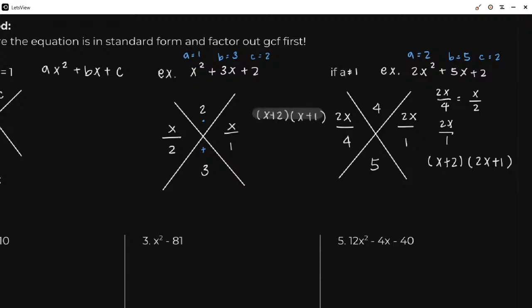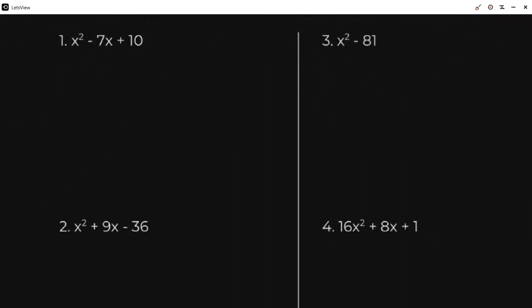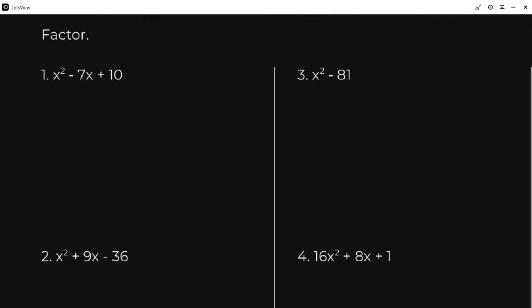So these would be the factored forms. Okay, so let's do some examples. Let's say we have to factor x squared minus 7x plus 10.